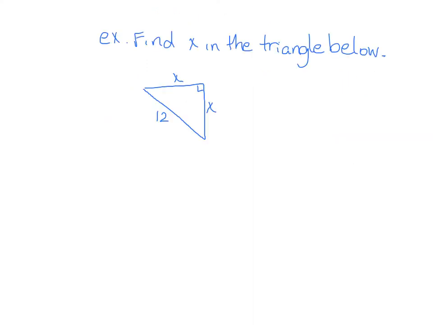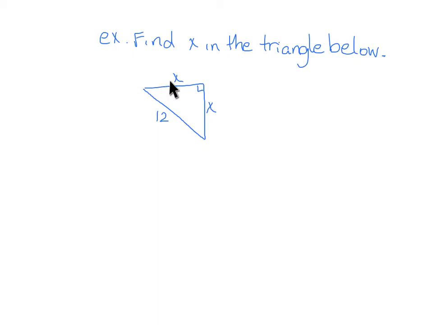Okay, so I definitely wanted to show you this example because in this example, you'll have to work with those radicals a little bit more. All right, so we have a triangle here. There are no angles labeled except that 90 degree angle. So how do we know if it's a 30, 60, 90 or a 45, 45, 90?